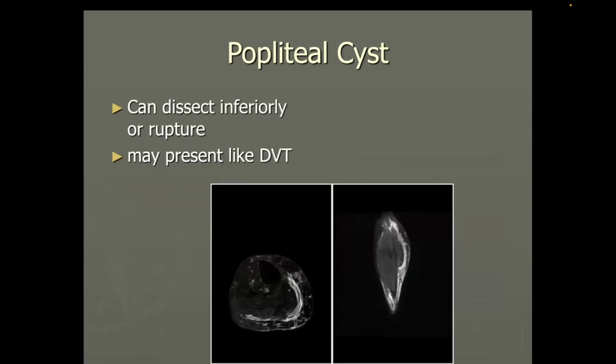They can dissect inferiorly. Here you can see one that's burst and is going down the calf, and it can present like a DVT. So be aware of the patient that's got calf pain, that's never had surgery, never really had an injury, but just says, my calf hurts. It can be a medial calf strain, but it could also be a ruptured popliteal cyst.